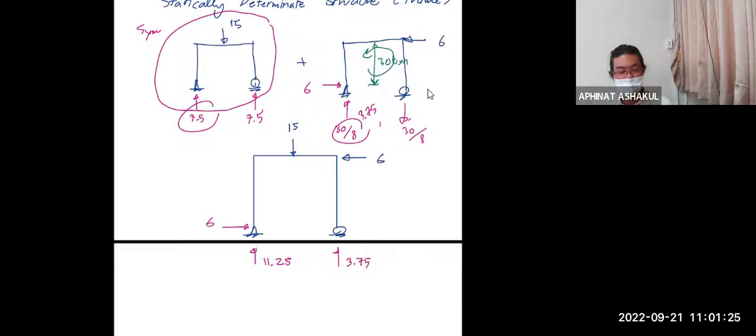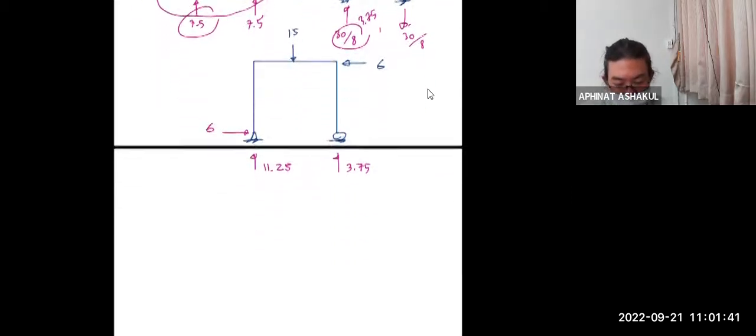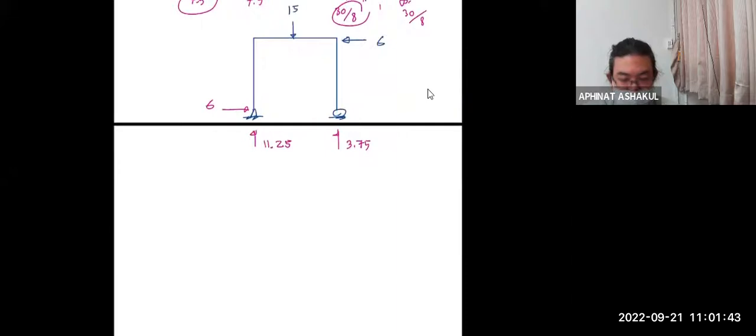Right? So you see, when you look at your sigma Fy, they go up 15 in total. So we are in good shape, right? So why not? Let's go on. Okay, this problem is still simple enough.